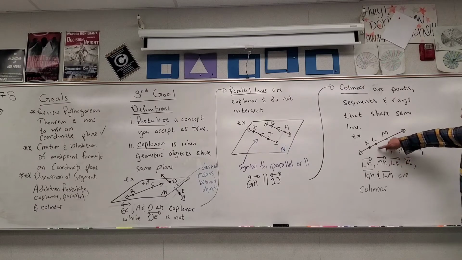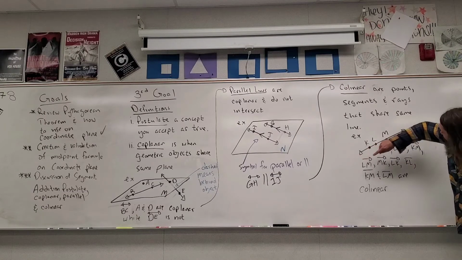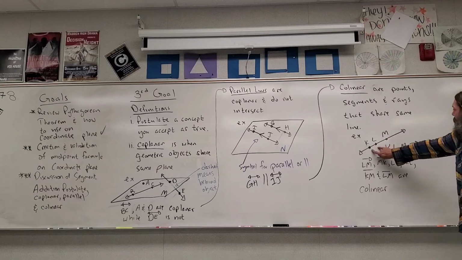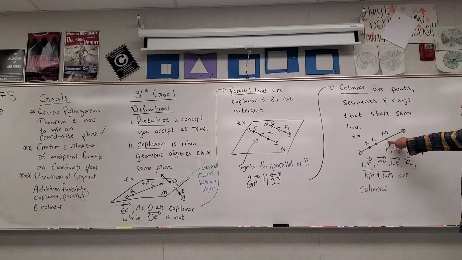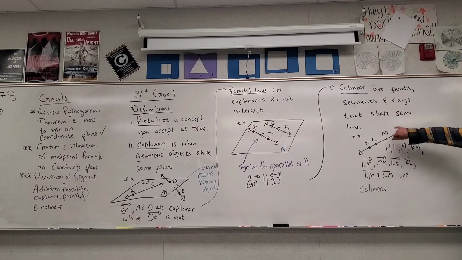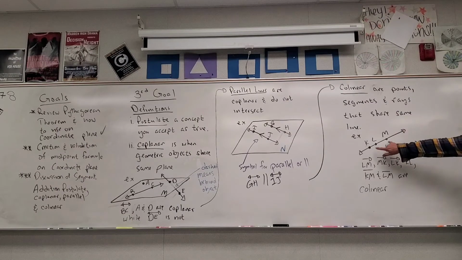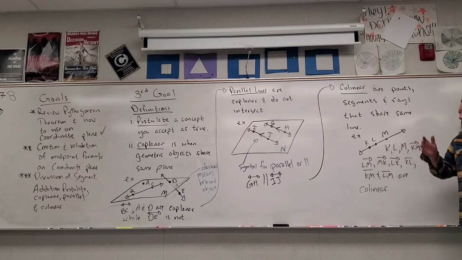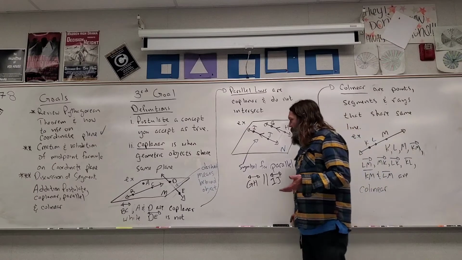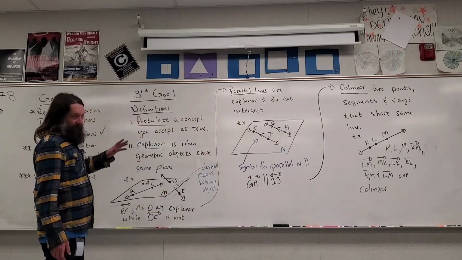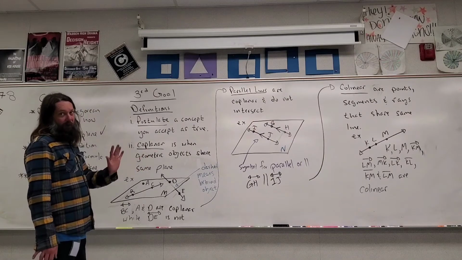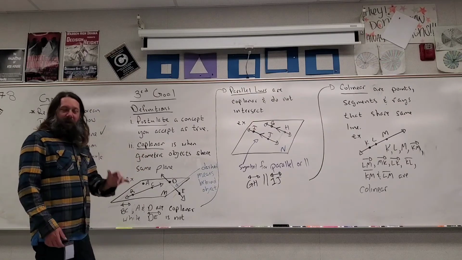Ray LK, start at L and go through K. Segment KL, start at K, end at L. Segment KM, start at K, end at M. Segment LM, all of these are colinear because they share the same line. They all share a line, KM or LM or MK. So I'm going to go ahead and erase all this and set up the last part of the lesson, I promise, and I'll be back.